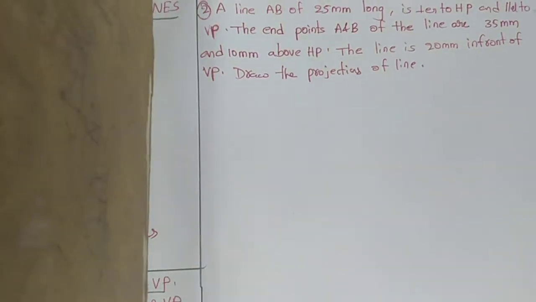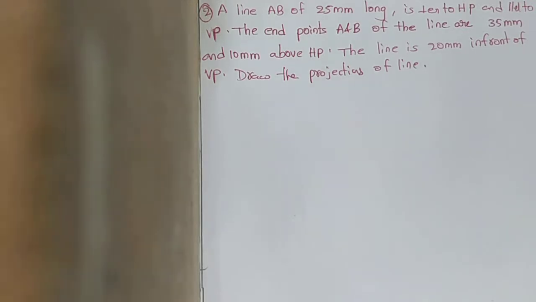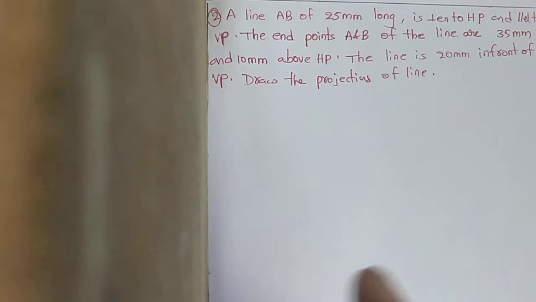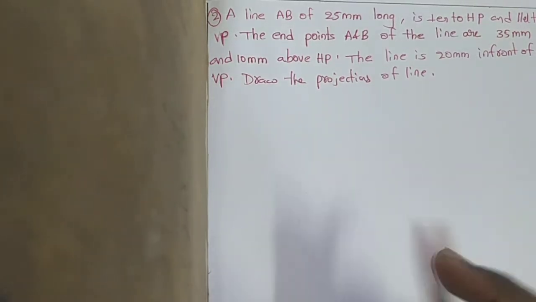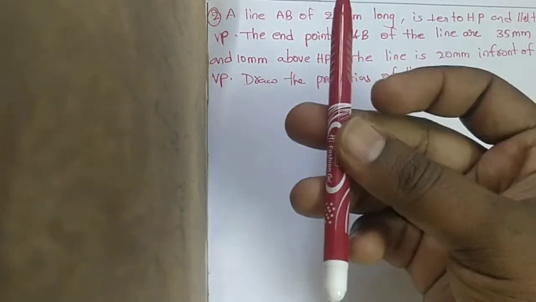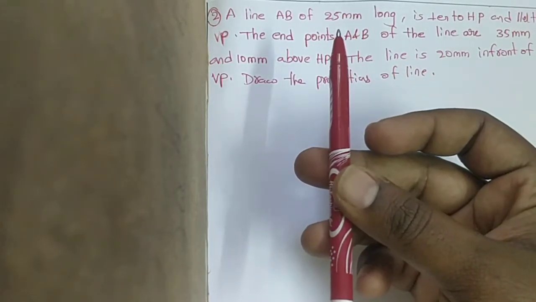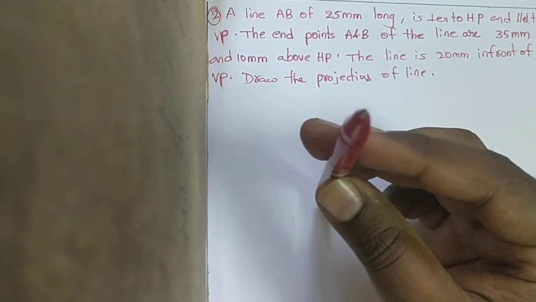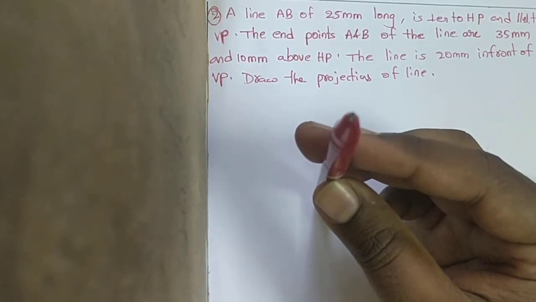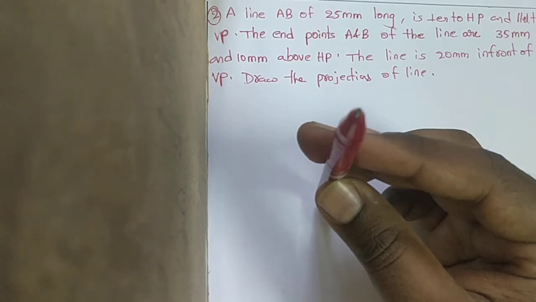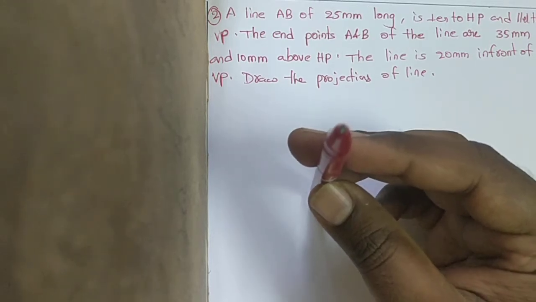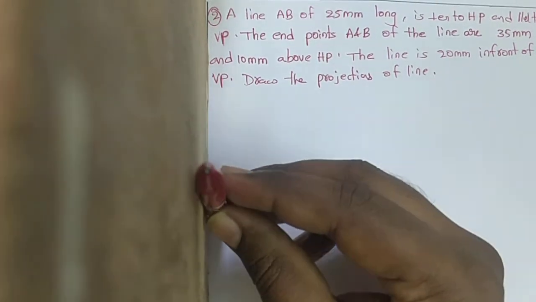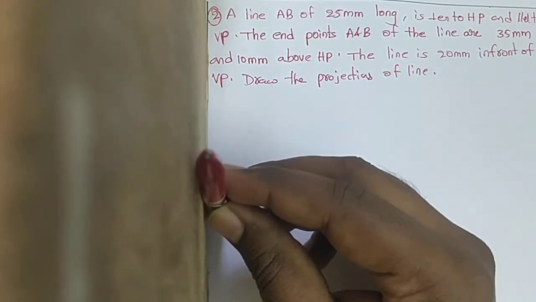Now considering this is the vertical plane and this one is the horizontal plane. The line AB, 25 mm long, is perpendicular to HP. Perpendicular to HP means like this we have to place it, and parallel to VP. Now it is the given condition: perpendicular to HP and parallel to VP.